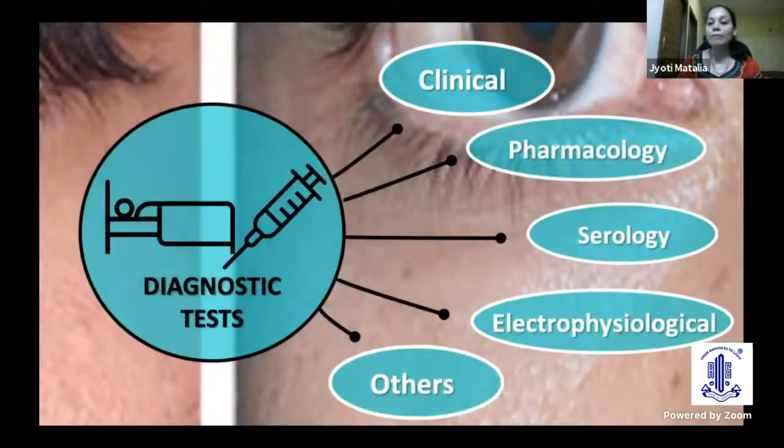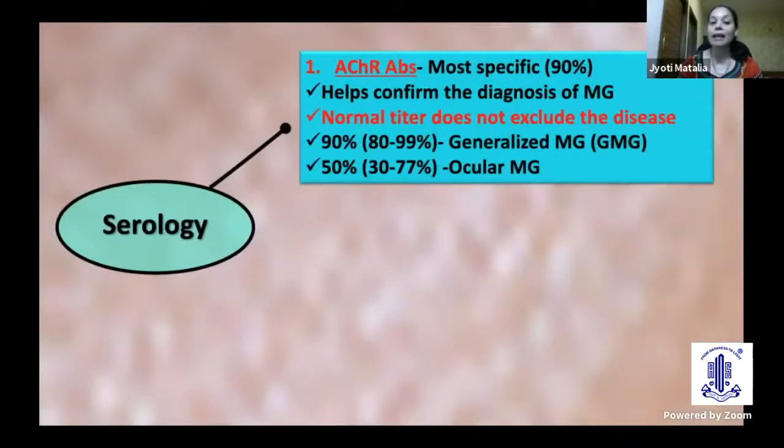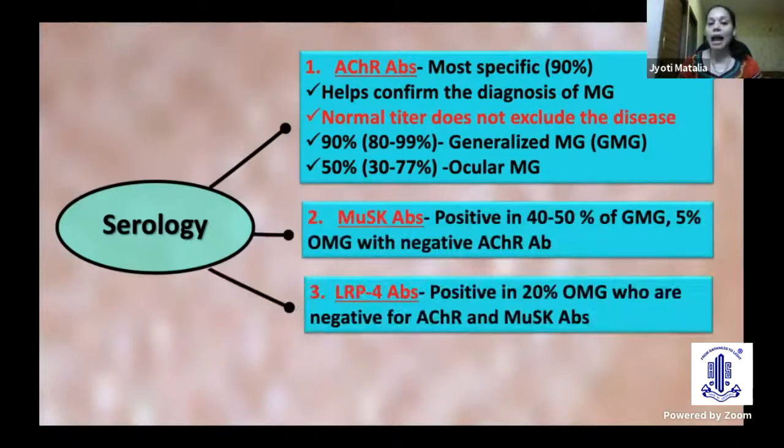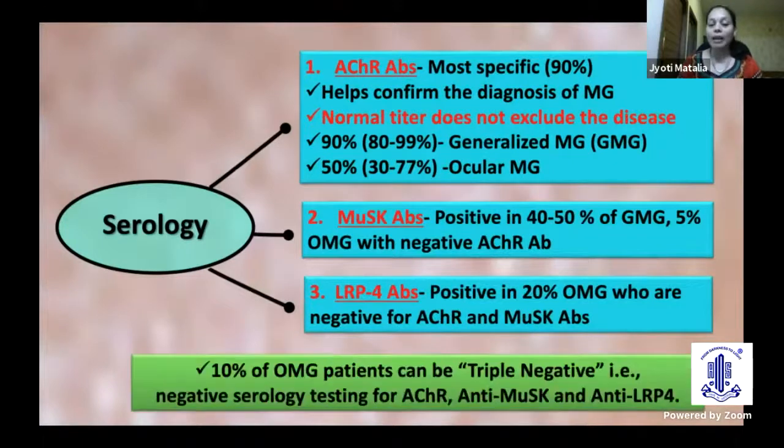Then coming to the important serological tests, there's acetylcholine receptor antibodies, more specific, but normal titers do not exclude the disease. It is more so for generalized myasthenia, but for ocular, only 50% tend to have positive tests. The others are MuSK antibodies and the LRP4 antibodies. However, remember that 10% of cases of ocular myasthenia can be triple negative, meaning all 3 antibodies are absent.